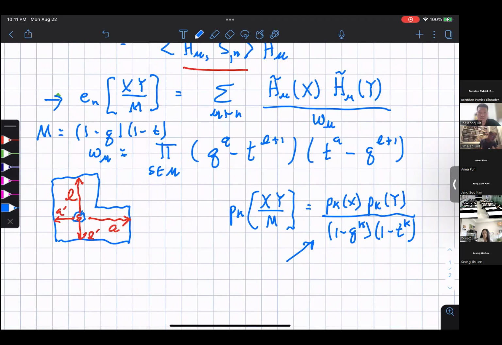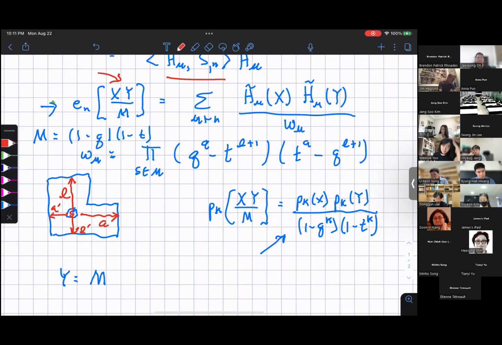And how do we go from that to a formula for E_n of x? What we have to do is let y equal capital M up here, because then the M's will cancel, which is a property of plethysm. And then just let the E_n of x.